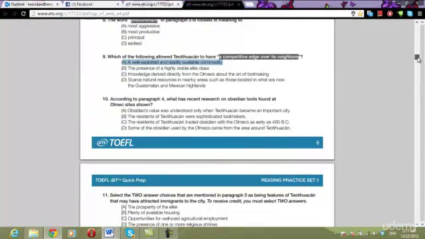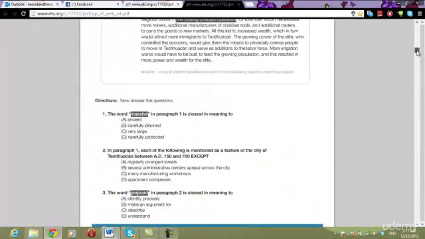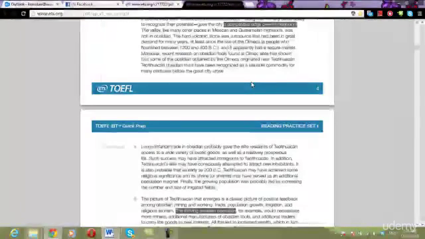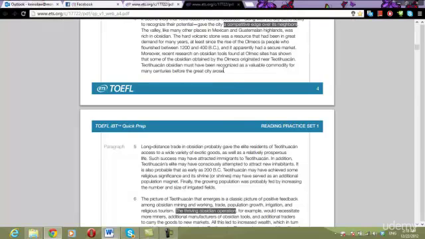Choice B says, the residents of Teotihuacan were sophisticated tool makers. This sentence mentions nothing about the residents, the people who lived there, being sophisticated, so I know that's wrong. The residents of Teotihuacan traded obsidian with Olmecs as early as 400 BC.